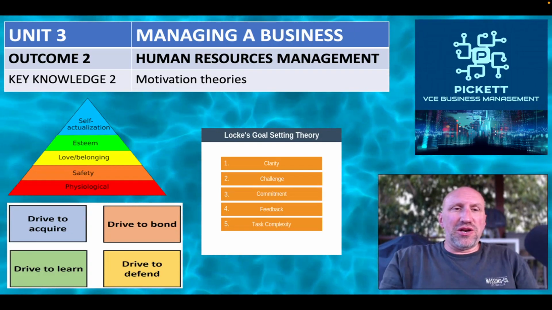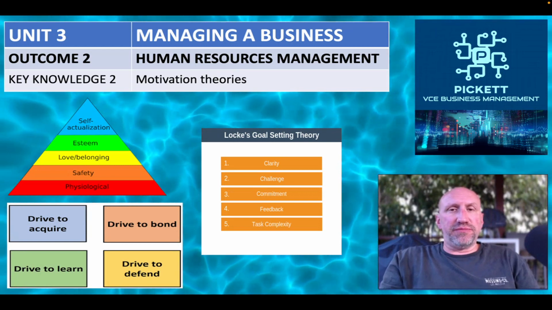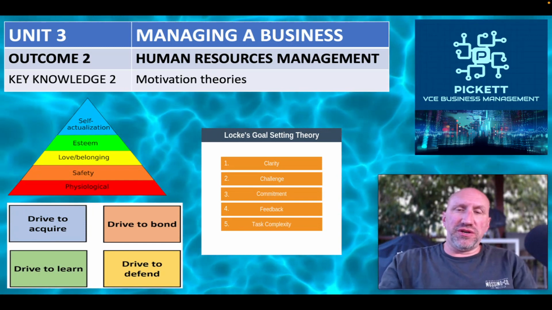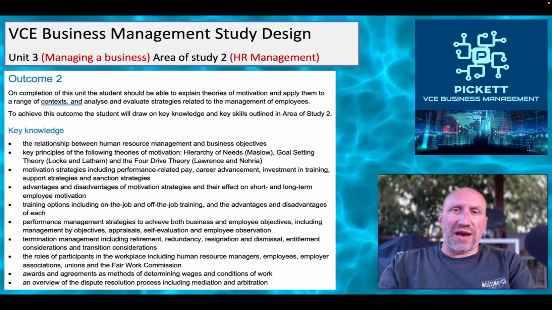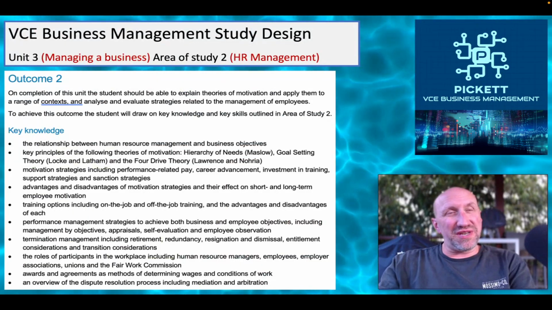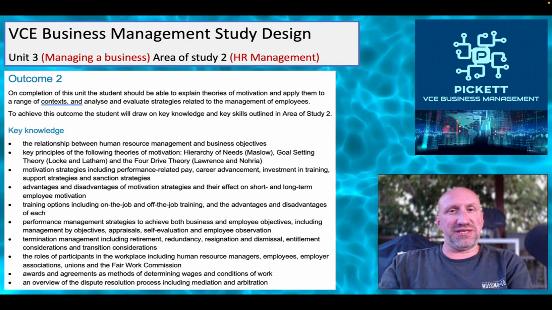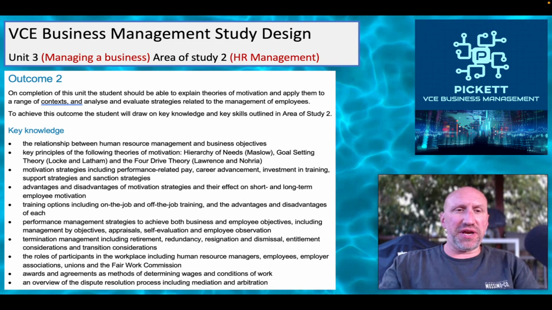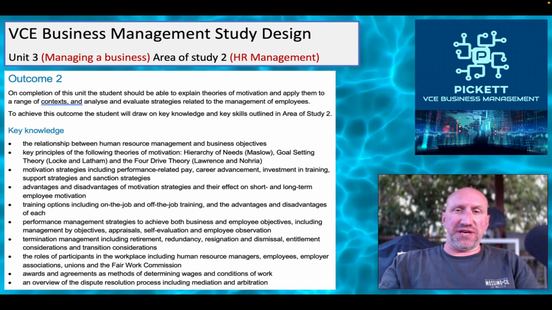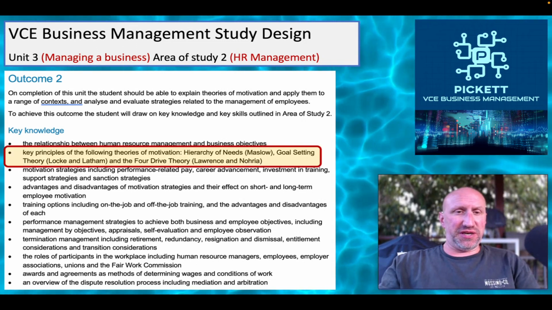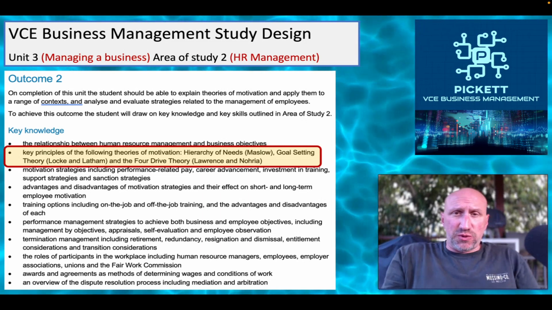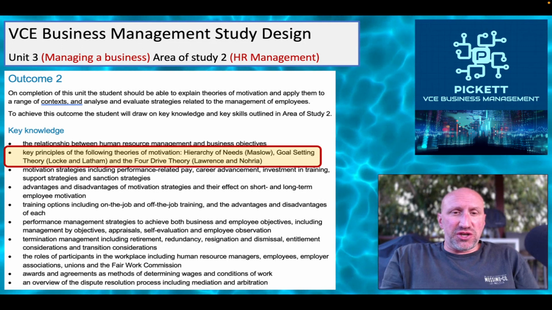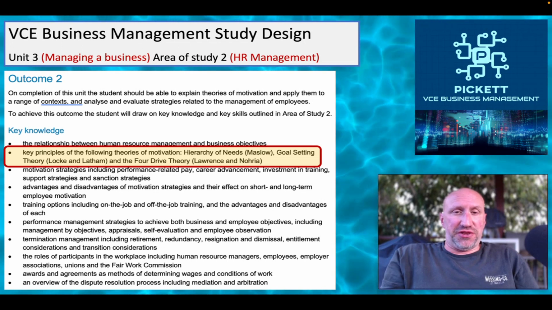Today we are looking at Unit 3, Outcome 2, the second key knowledge dot point, which is on motivation theories, which happens to be, I think, definitely one of the most tested key knowledge dot points across the entire Year 12 course. So here is our snapshot of the study design. Here's what we're looking at today. You can see key principles of the following theories of motivation, and then it lists 3 theories.